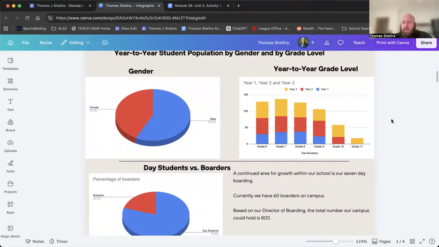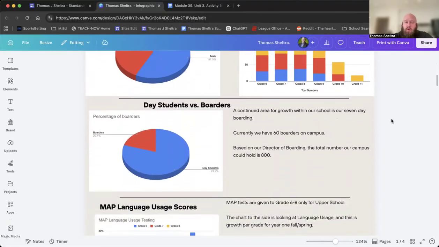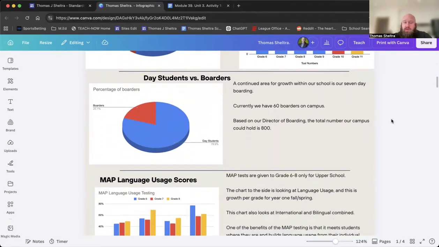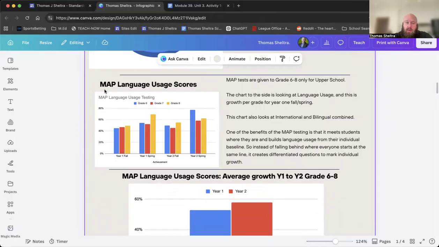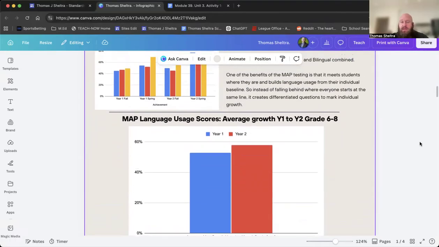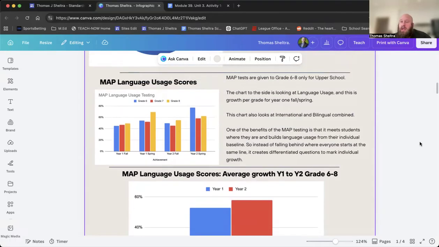So we started off with our highest grade level being grade 9. So next year, 2026, 27, we will have our first graduating class. So we're expecting not only our student population to grow, but obviously we're going to have a full high school and a middle school. You can see the breakdown of boarders versus day students. And then also we focus a lot of our data using MAP score testing. So you can see that year to year there is growth there. We test fall and spring. And then again, this also fits into standard two as far as how we use data to direct instruction.